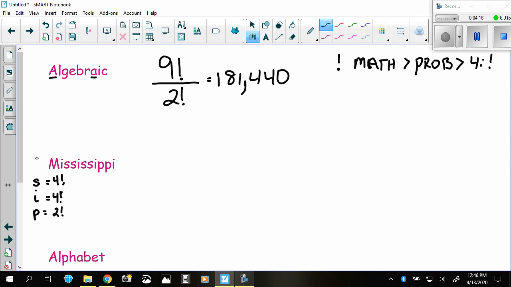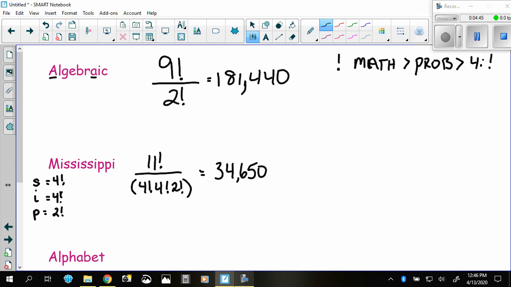Now there are 11 total letters in Mississippi. So we have 11 factorial on the top. And then down here we're going to put in parentheses 4 factorial, 4 factorial, 2 factorial. So we're going to multiply those together and divide all of that into the 11 factorial. And that gives us 34,650 different ways to arrange the word Mississippi.